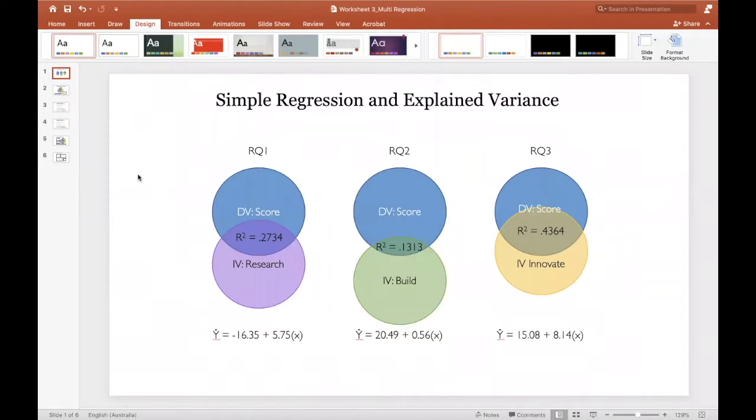So if you recall from last week, we ran three separate regressions predicting judges' ratings or score based on hours spent researching, hours spent building, and innovation. And we determined these three regression equations to predict our dependent variable. And remember from last week, the R squared for hours spent researching was 0.2734. And that's essentially saying that 27% of the variability in judge ratings can be accounted for by hours spent researching. And this was a significant model. Y-intercept here was negative 16 and a slope of 5.75.